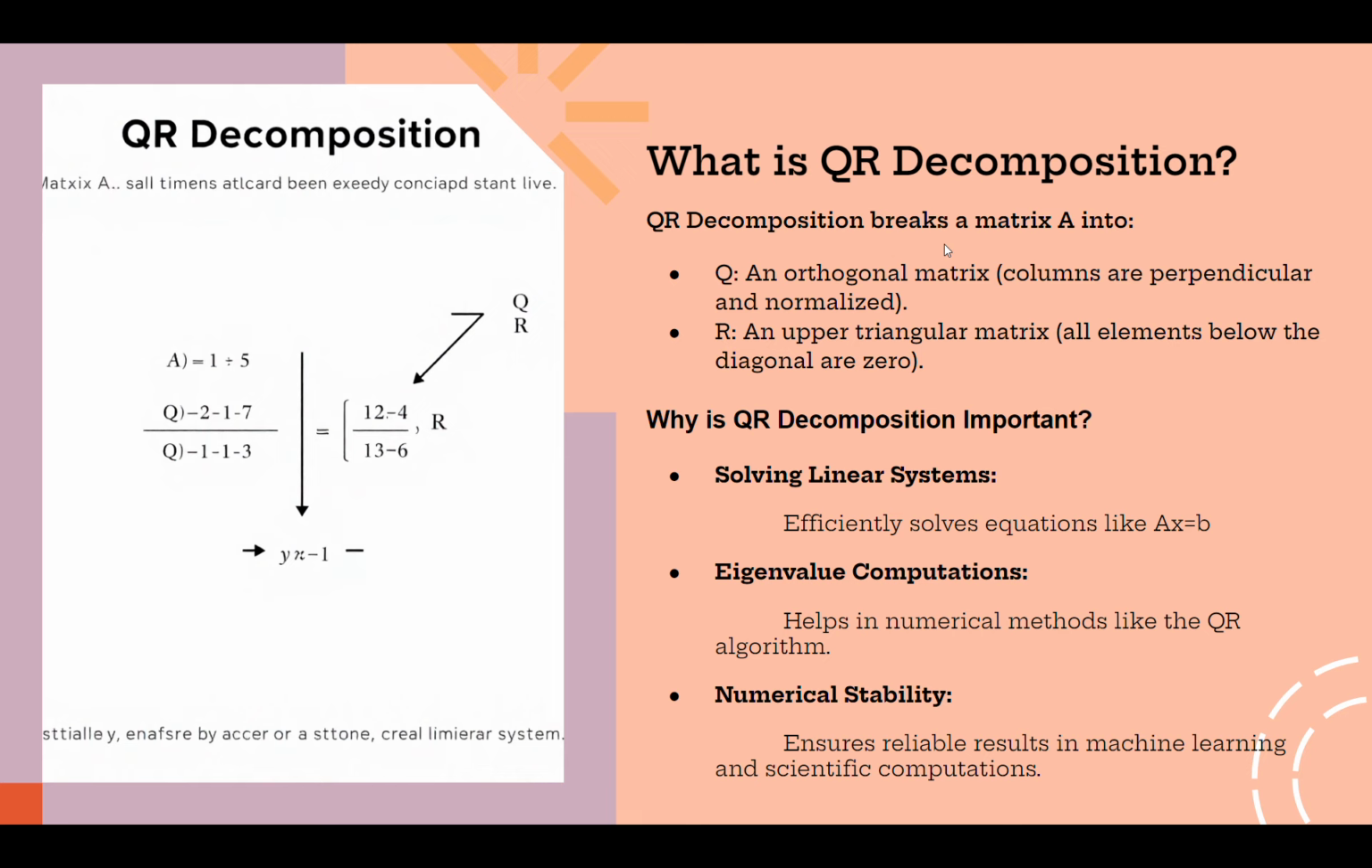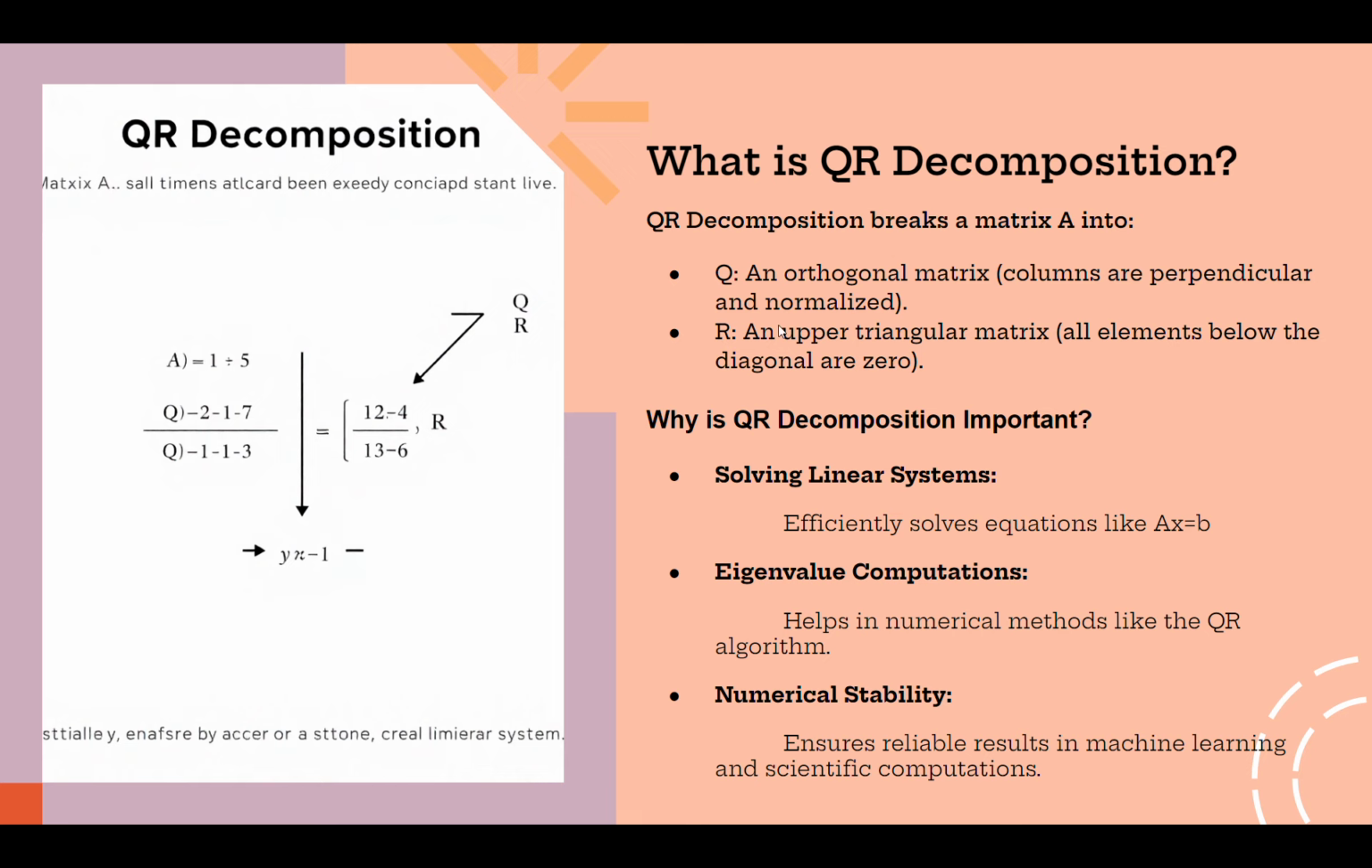QR decomposition is a way of breaking a matrix A into two simpler matrices, matrix Q and matrix R. Matrix Q is an orthogonal matrix. Think of it as a matrix where all the columns are at perfect right angles to each other, like perfectly aligned axes. Each column is also normalized, meaning its length is 1.